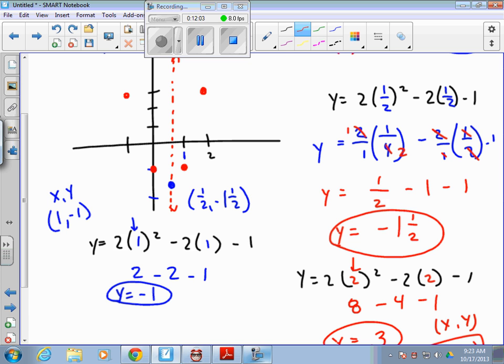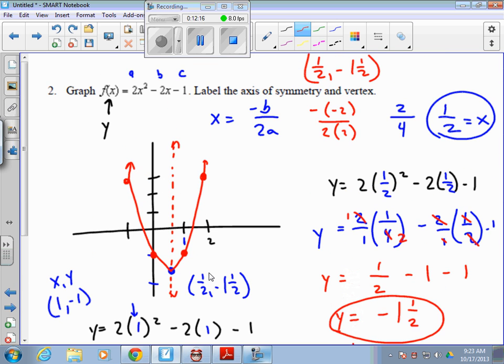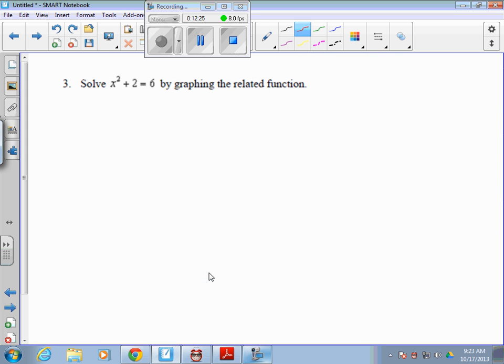So now you have 2 points on each side of the vertex, and you just draw your parabola going that way. That's your graph. Luckily, we only have one like this since it took us that long to get through it. So let's see if we can get through the rest of these, at least the new ones.